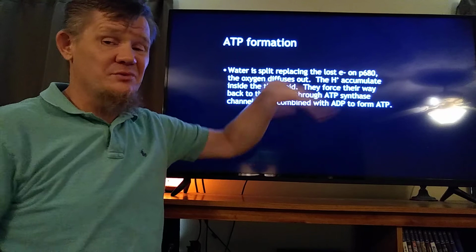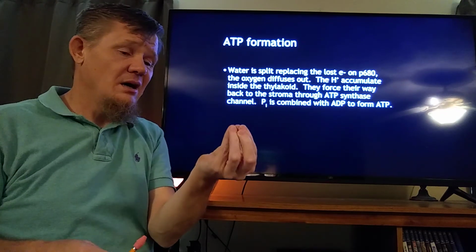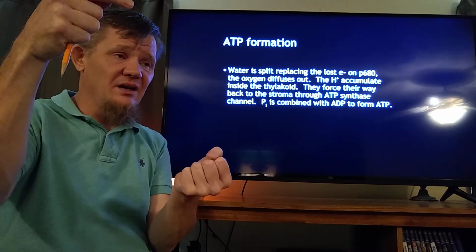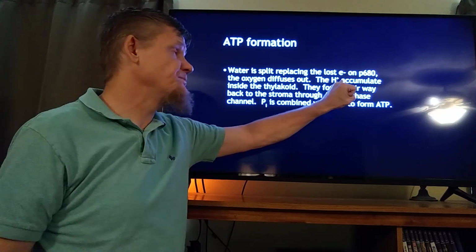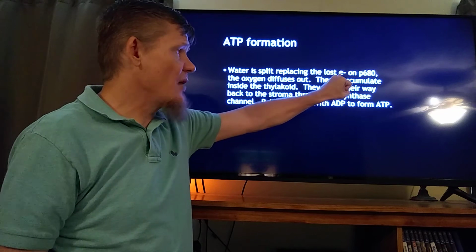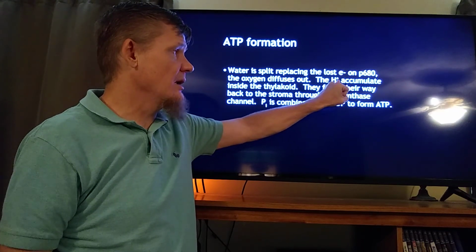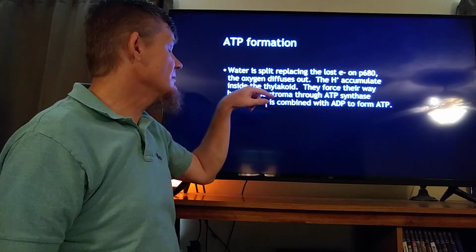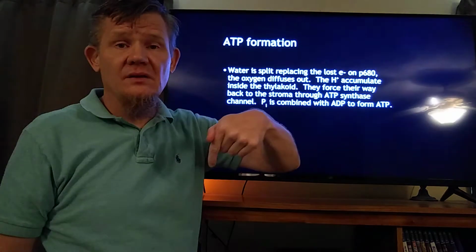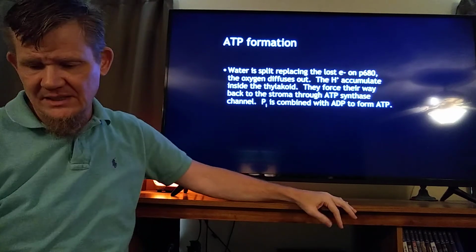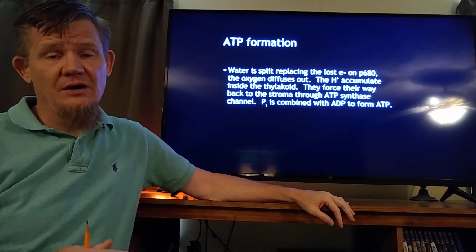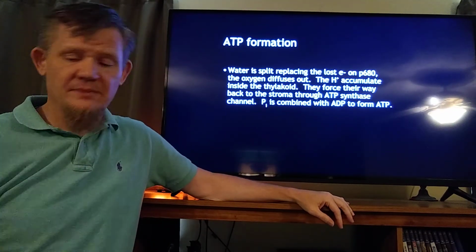Those hydrogen ions, remember, hydrogen is a proton plus an electron. I've ripped the electron off, so I'm left with just the proton, the hydrogen ion. They will accumulate inside the thylakoid. They build up, and they want to get out. The way they force their way out is through ATP synthase.